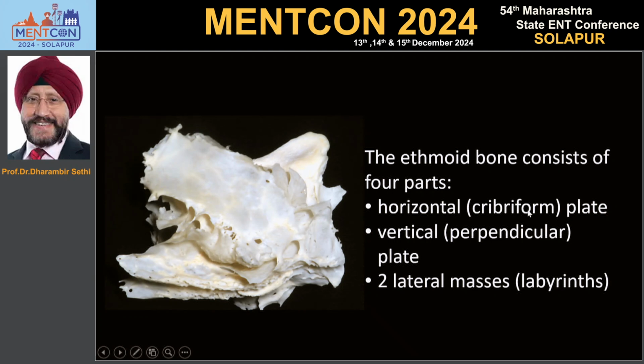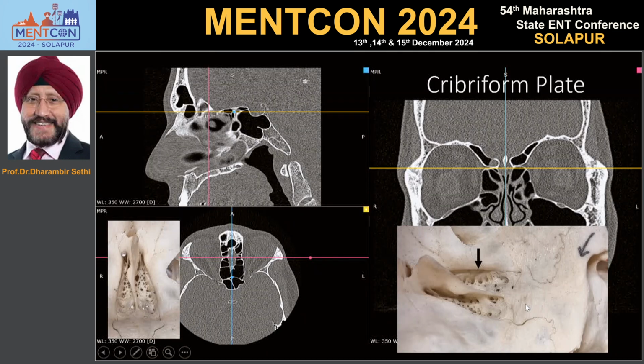Now, the next bone that we want to talk about is the ethmoid bone. It consists of four parts. That is the horizontal, which is the cribriform plate, and the vertical, which is the perpendicular plate, and there are two lateral masses, which are called the labyrinth. This is the cribriform plate right here, and it fits into a small ethmoid notch, we call it. It feels like a lock and key between the two orbital plates of the frontal bone.